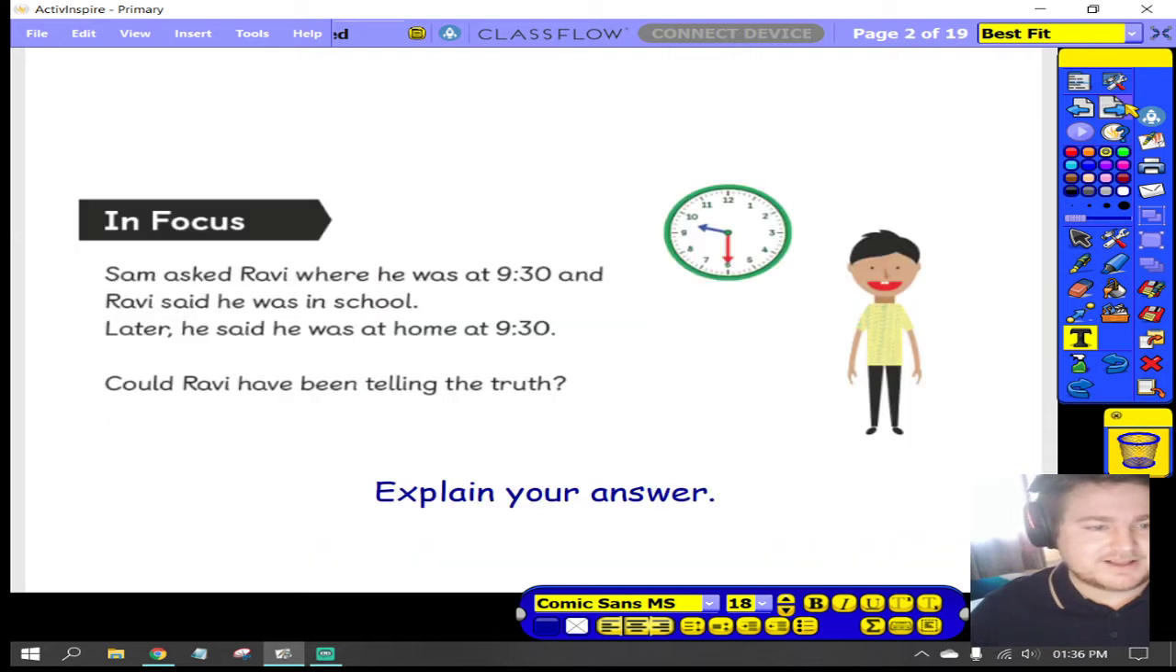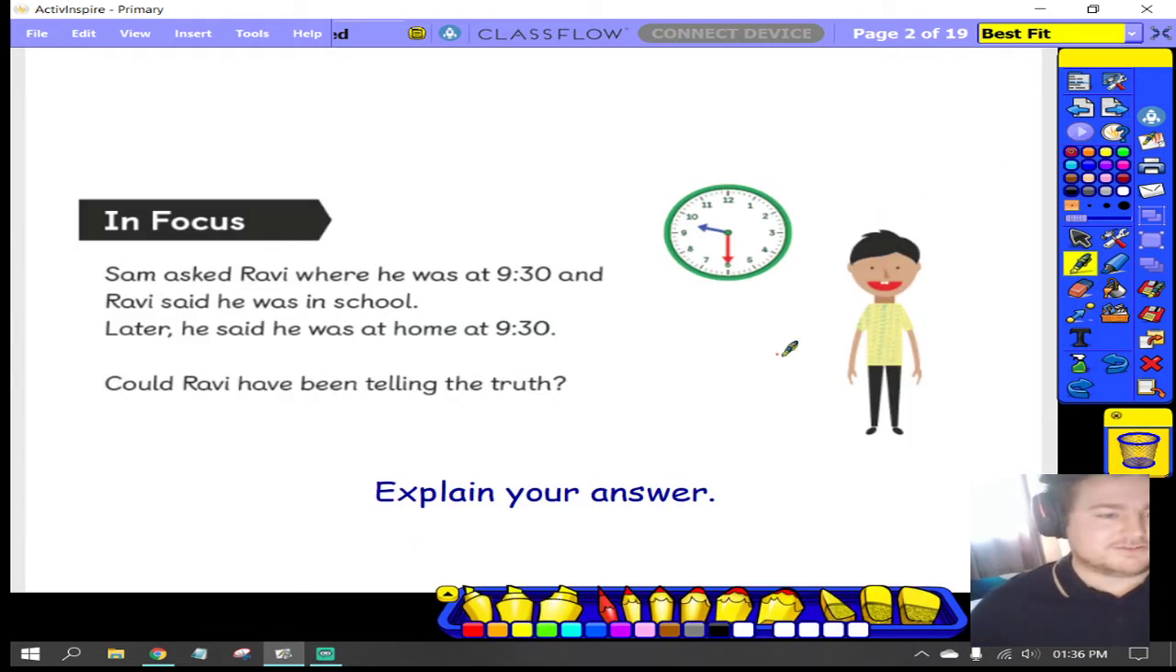Let's move on to the next slide. Right, here is a task for us to do or to think about. Sam asked Ravi, this is Ravi right here, where he was at 9:30, and Ravi said he was in school. Later, he said he was home at 9:30. Could Ravi have been telling the truth? Let's read that one more time. Sam asked Ravi where he was at 9:30, and Ravi said that he was in school. Later, he said he was home at 9:30. Could Ravi have been telling the truth? See if you can write down an explanation as to whether you believe him or not and why. Pause here. We'll have a think.